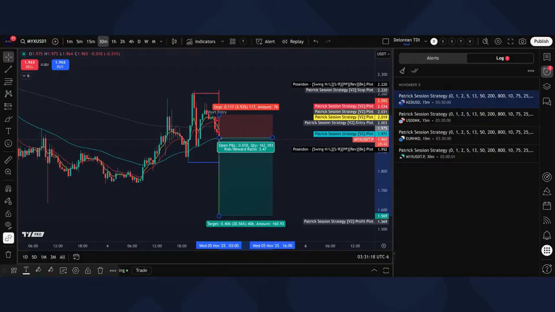So this is going to be a 30-minute sell. And risk reward is 3.47. Entry at 1.975. Stop at 2.092, and that's for 117 pips. And take profit at 1.569, that's for 406 pips.